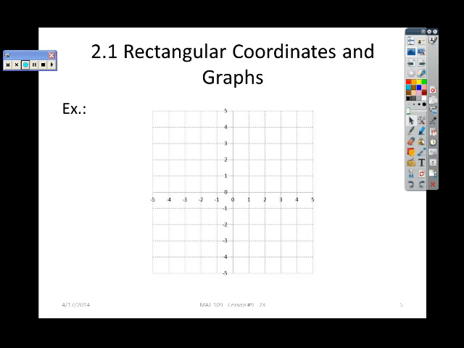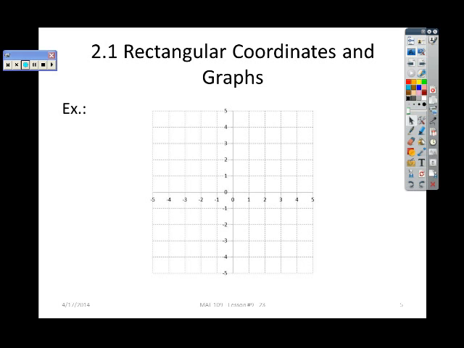So here's a rectangular graph. Origin is where the axes cross. Y-axis here, x-axis here. The point they cross is the origin. Numbers to the right of the origin are positive, to the left are negative. In other words, just the number line. Take the number line and rotate it up, and you get the y-axis. Numbers above are positive, numbers below are negative.